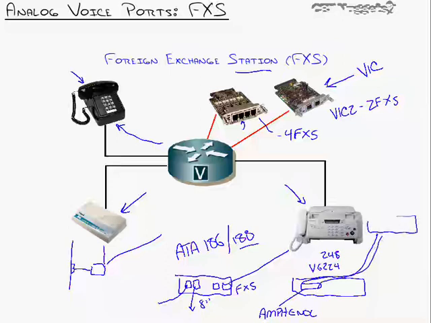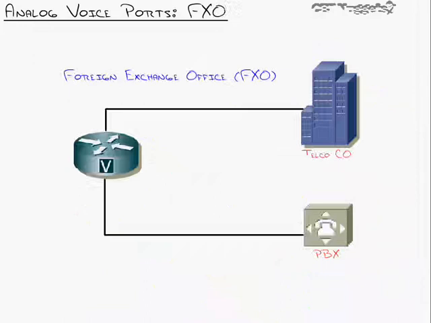This actually goes up to a punch-down block where you have 24 individual lines that can go to fax machines and phones and that kind of thing. VG224 has one amphenol connector and an Ethernet port. It's kind of the same thing as this, it's just with a whole bunch of ports. So 24 or 48. This one has two amphenol connectors, 48 ports of FXS connectivity.